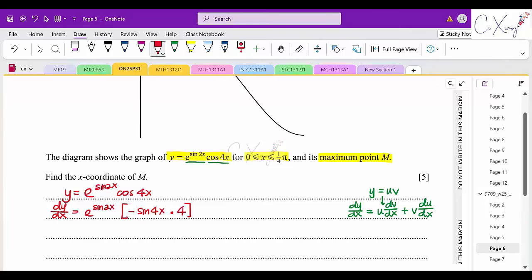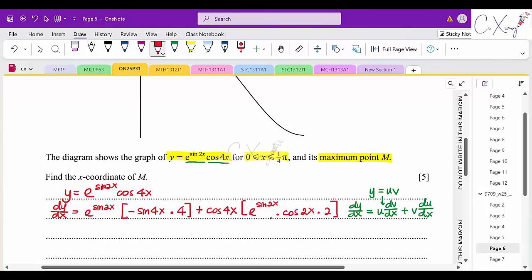Now copy the first function, differentiate the second. Then now I need to copy the second function, differentiate the first. So differentiate e to the power sin 2x: e to the power anything, you just copy it, then you differentiate the power. Differentiate sin 2x, you get cos 2x. After that, you continue to differentiate the 2x, you get a 2. So this is copy the second function, differentiate the first.